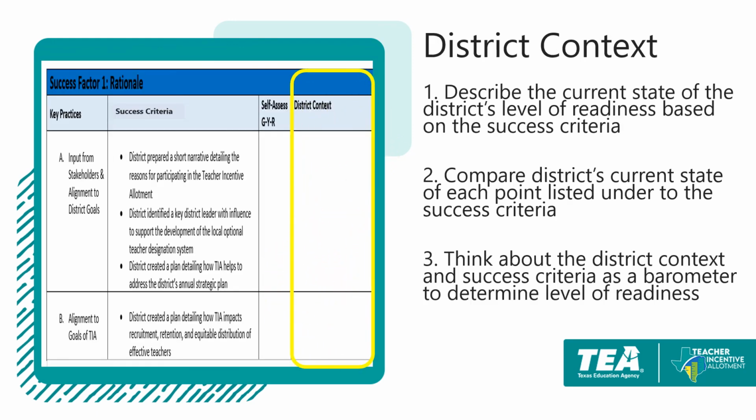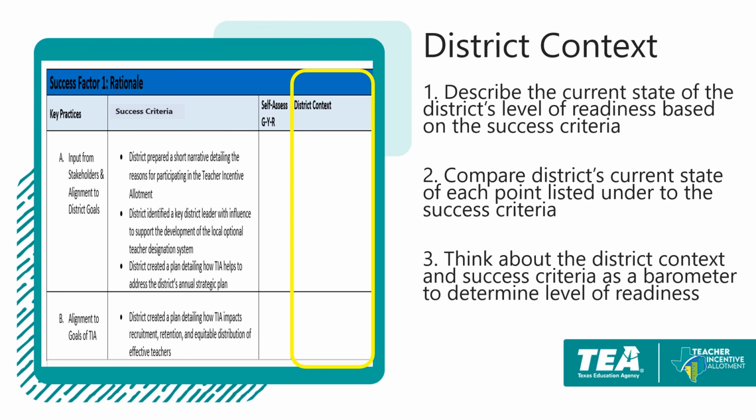The first part that we're going to do together is determining the district context. There are three really important components to discovering the district context. And in order for us to be successful here, we're going to need to look at what the success criteria states. So the very first thing that we need to do is to look at each component of the success criteria. For example, in the success factor 1 rationale, there are three components. So line by line, we're going to determine where is the district in relation to this success criteria.